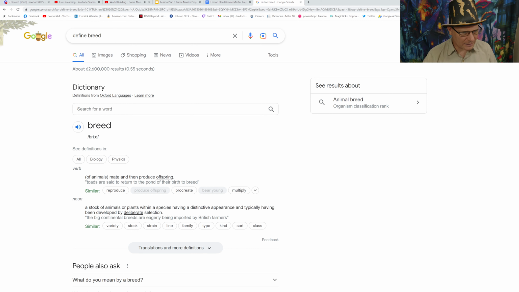Okay, so mate, then reproduce offspring. So breed is kind of similar in some ways. A stock of animals or plants, so it's referring to plants as well, within a species having a distinctive appearance and typically having been developed by deliberate selection. So breed might actually work, but then the problem is, do people understand the concept that we're trying to put forward by using the word species? Because just because that's the definition, that's not necessarily how people use the word, isn't it?